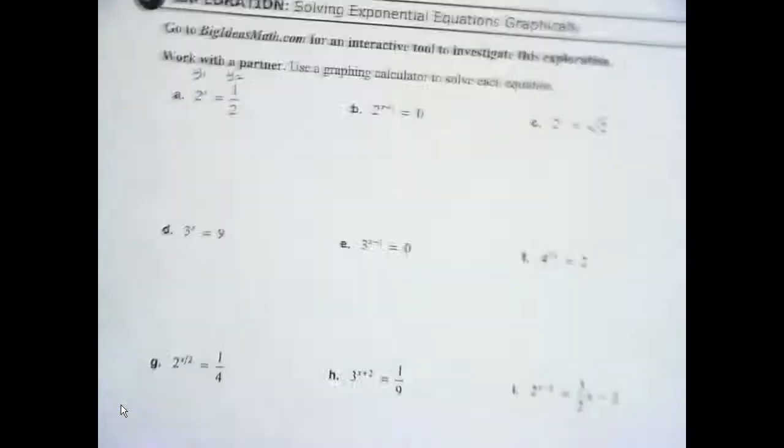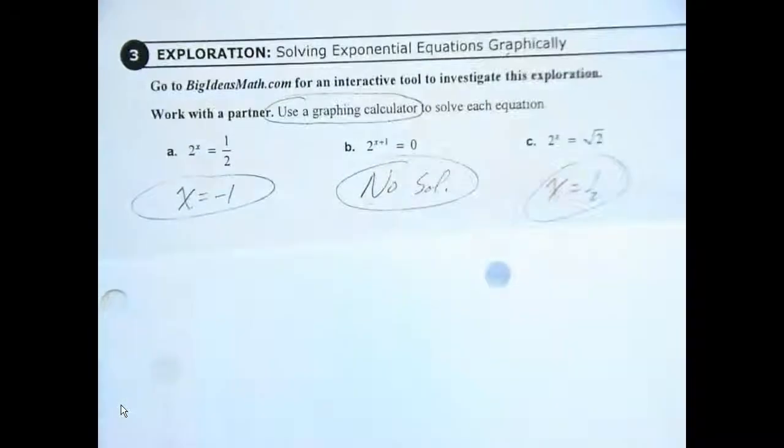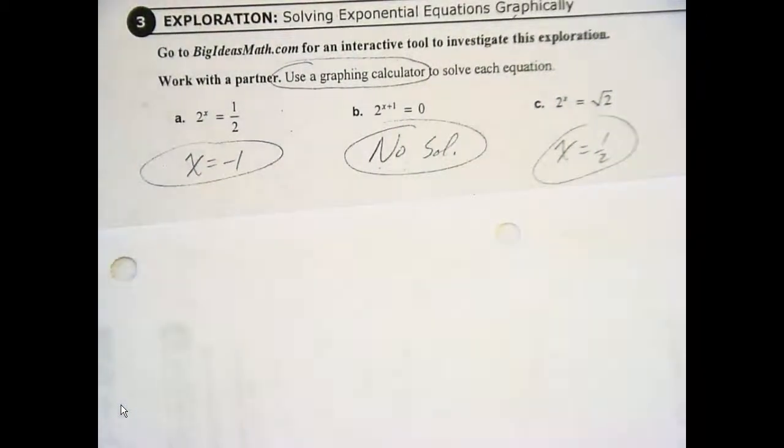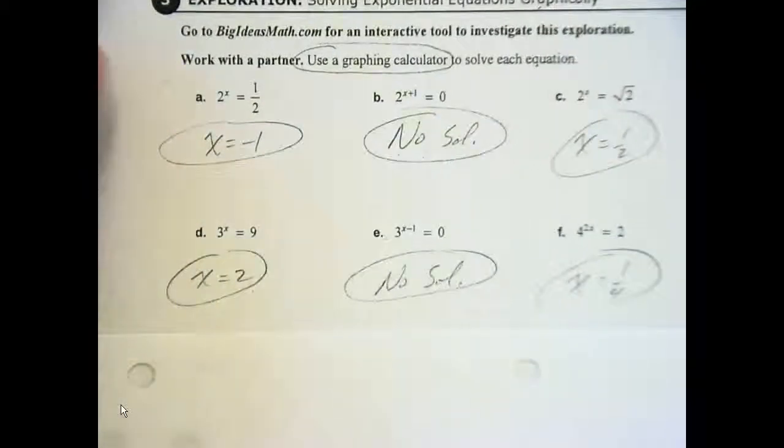Okay, let's see how we did on them. So, first row, excuse me. X equals -1, no solution, and x equals 1/2. How many got all 3? Okay. Well, letter D through F. 2, no solution, and 1/4.